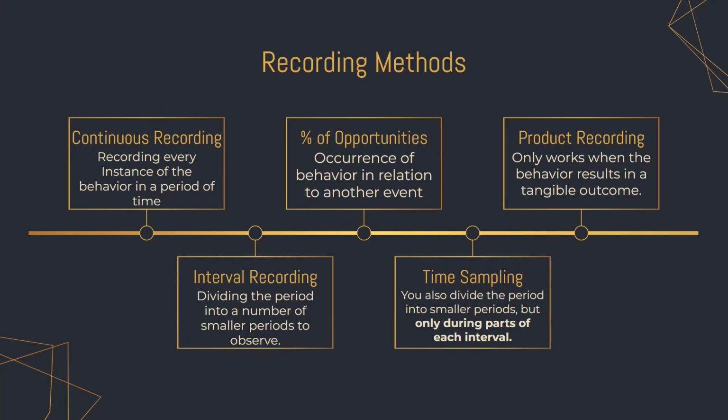Here are some recording methods. So there's continuous recording, which is recording every instance of the behavior in a period of time. There's percentage of opportunities, which is the occurrence of behavior in relation to another event. Product recording, and product recording only works when the behavior results in a tangible outcome. Interval recording, which is dividing the period into a number of smaller periods to observe. And time sampling, in which you also divide the period into smaller periods, and you are only viewing it at certain parts of the interval.